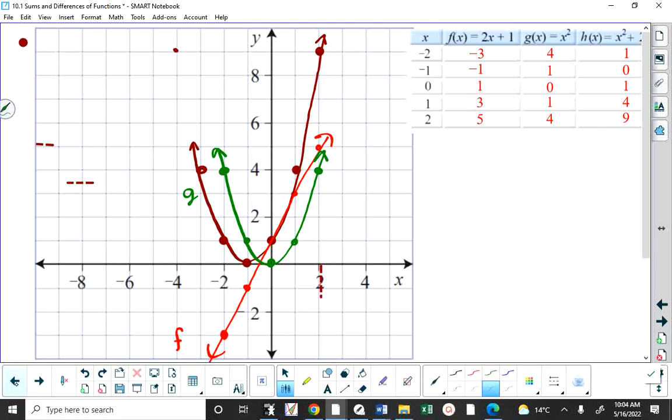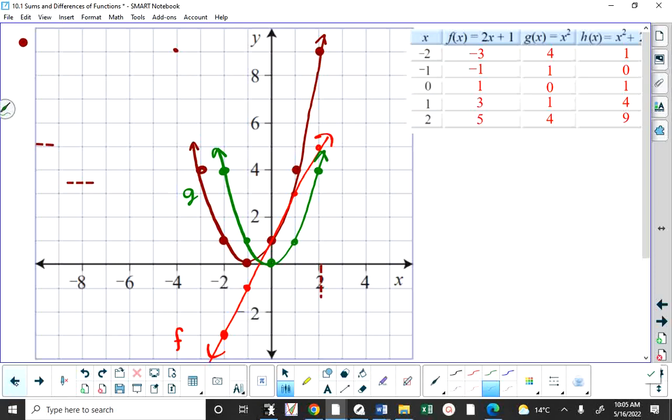Since the brown graph, which was h of x, was the sum of the 2 other functions, if the 2 other functions existed everywhere, then you could add them together everywhere. And that's why the domain of the brown graph is any real number as well.